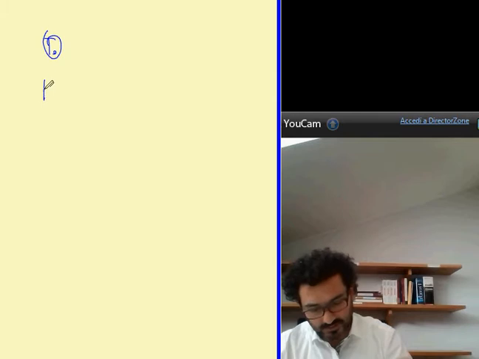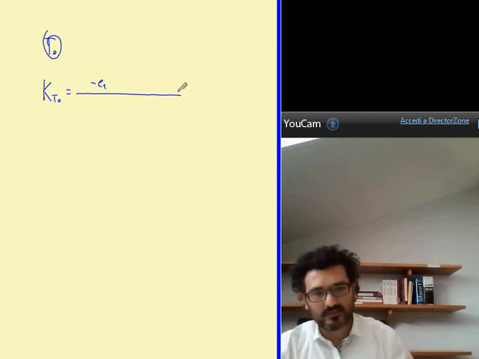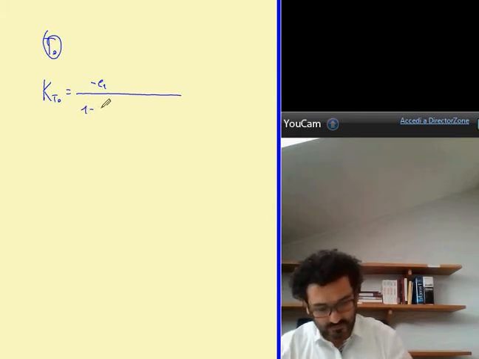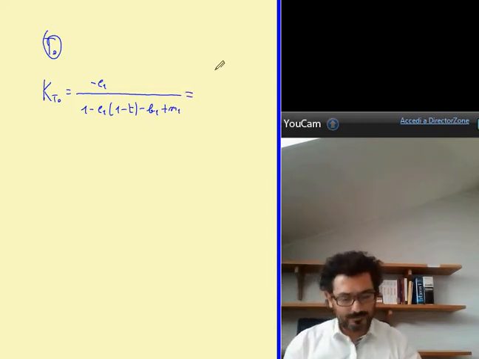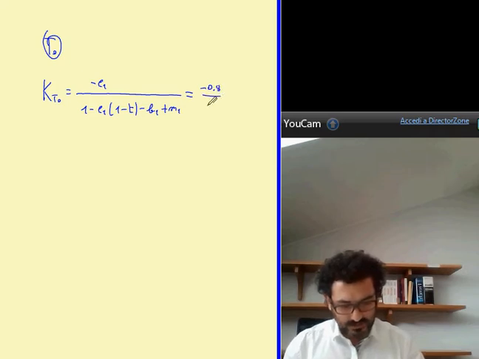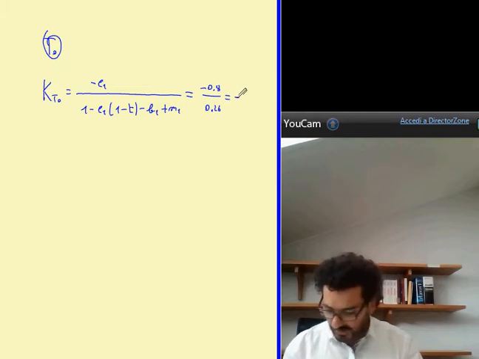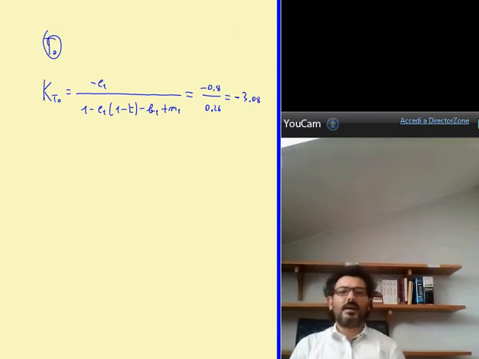I mean that the multiplier of T0 will be equal to minus the propensity to consume divided by the same denominator we saw before: 1 minus the propensity to consume, which multiplies 1 minus t minus b1 plus m1. So in the exercise we have seen, this will be equal to minus 0.8 divided by the denominator, which is the same 0.26, and this is equal to minus 3.08. So we have a negative sign in this case.